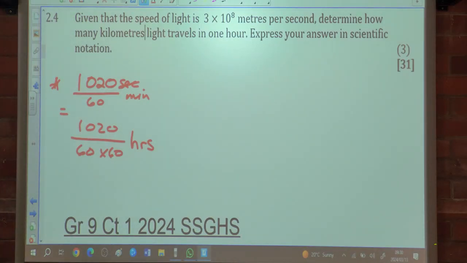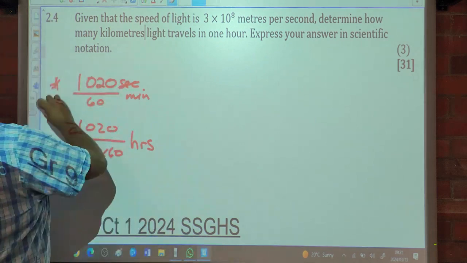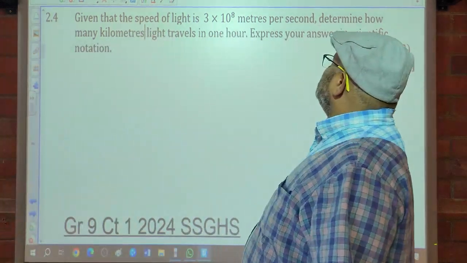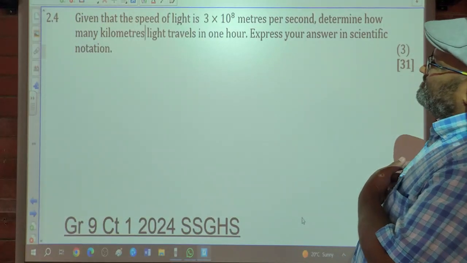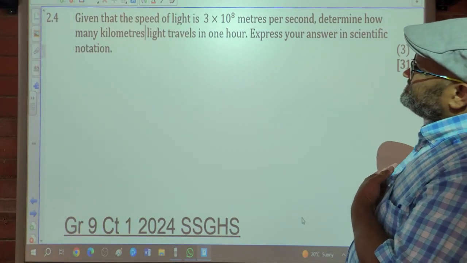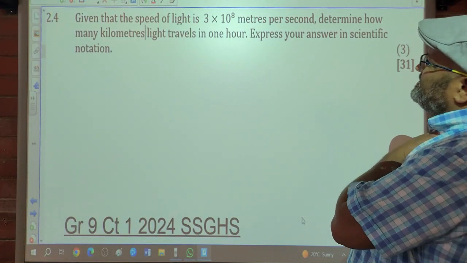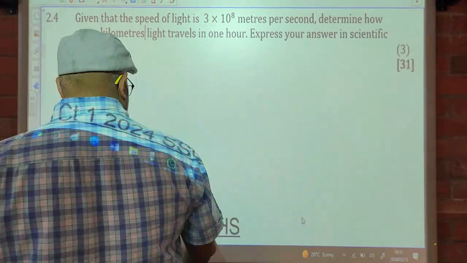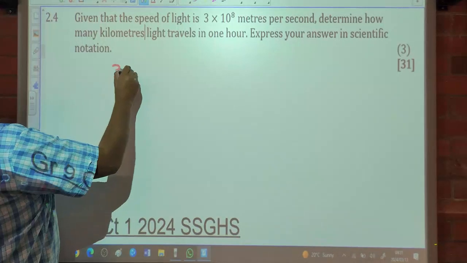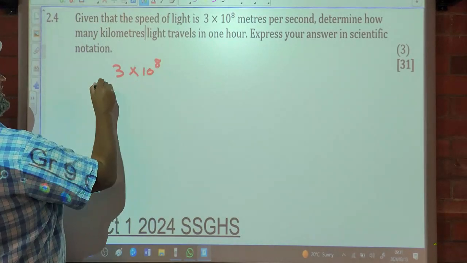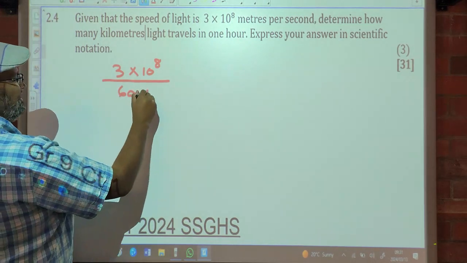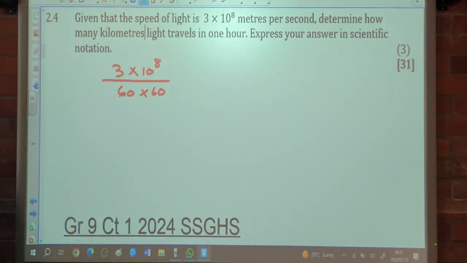Okay. So, with that in mind, 3 times 10 to the 8 meters per second, determine how many kilometers light travels in 1 hour. Express your answer in scientific notation. So, you've got 3 times 10 to the 8 which must be divided by 60 to convert it to minutes. And then I divide again by 60, which is then in hours.